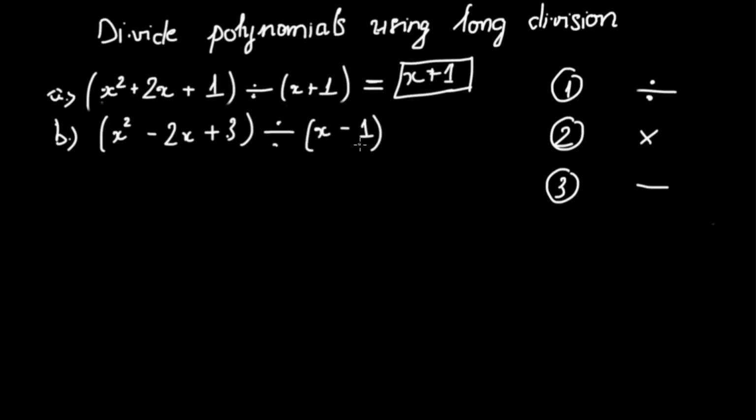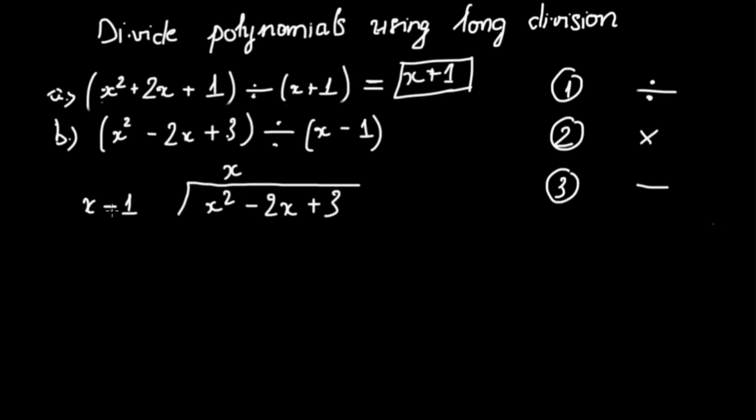We see x minus 1 here is the divisor, and x squared minus 2x plus 3 is the dividend. So the first step we need to do is we put x minus 1 here, which is the divisor, and we put the dividend here, x squared minus 2x plus 3. We need to follow these 3 steps. The first one is division, which means we need to take x squared divided by x. You get x right here. You write down x. The next step is step number 2, multiplication.